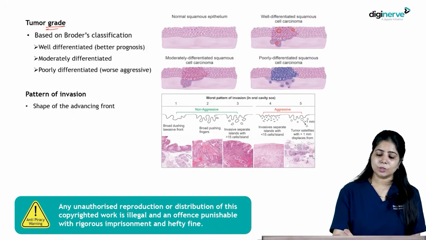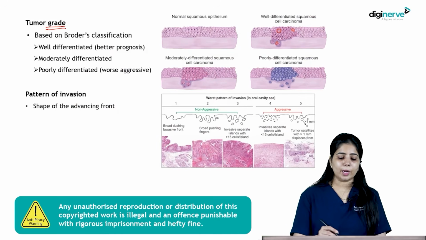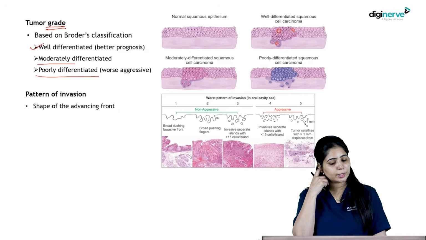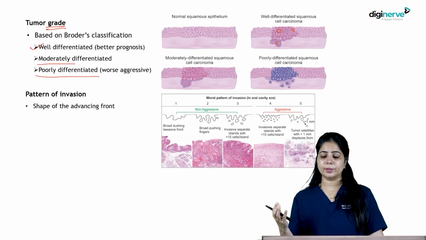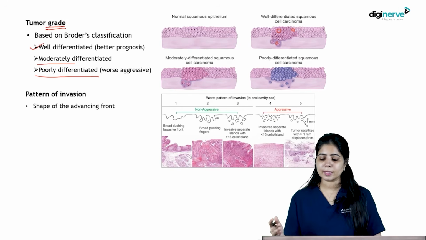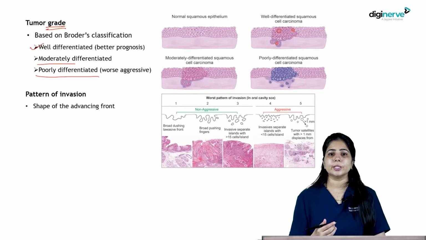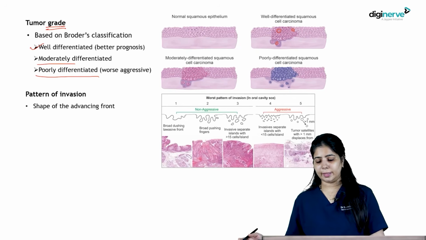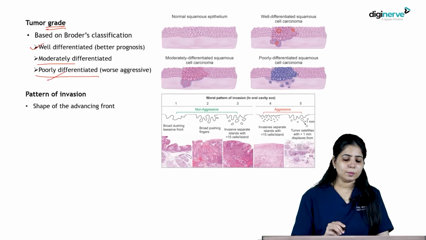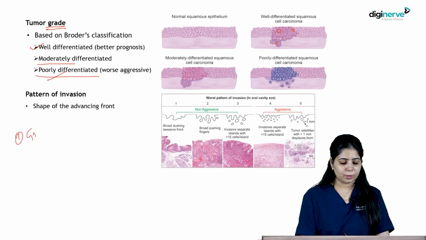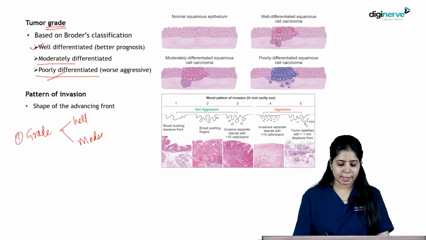Next is grade. Based on the grade of differentiation, you have whether it is well differentiated, moderately differentiated or poorly differentiated. If you can remember your general pathology, the more the tumor resembles its native or normal squamous epithelium, it is well differentiated. The farther away it is from its native cell, it becomes poorly differentiated. Okay. So that is one part, that is grade of the tumor. So grade you have well, moderate and poorly.